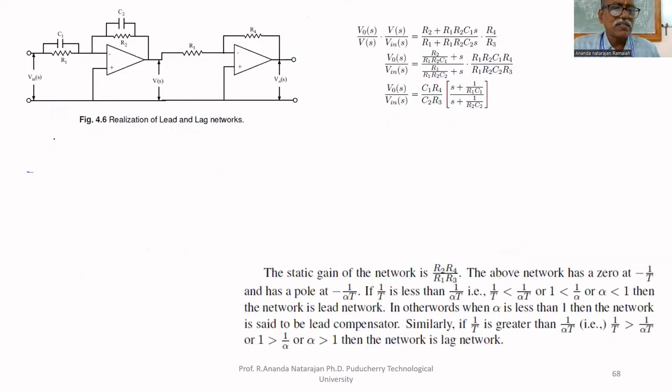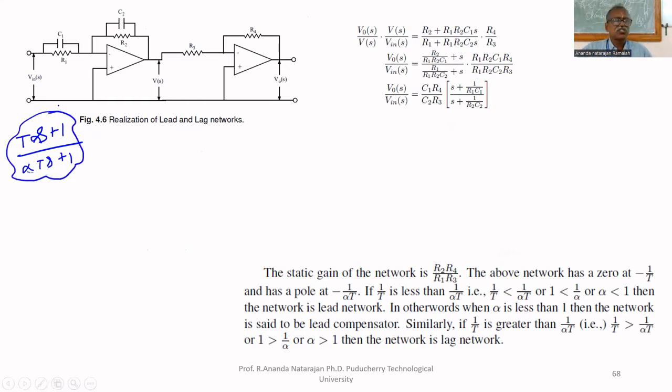So for that, how to design this tau s plus 1 divided by alpha tau s plus 1? How to construct this system with the desired locations of the zero and the pole at alpha tau? This is the lead or lag network. This is called a lead or lag network.